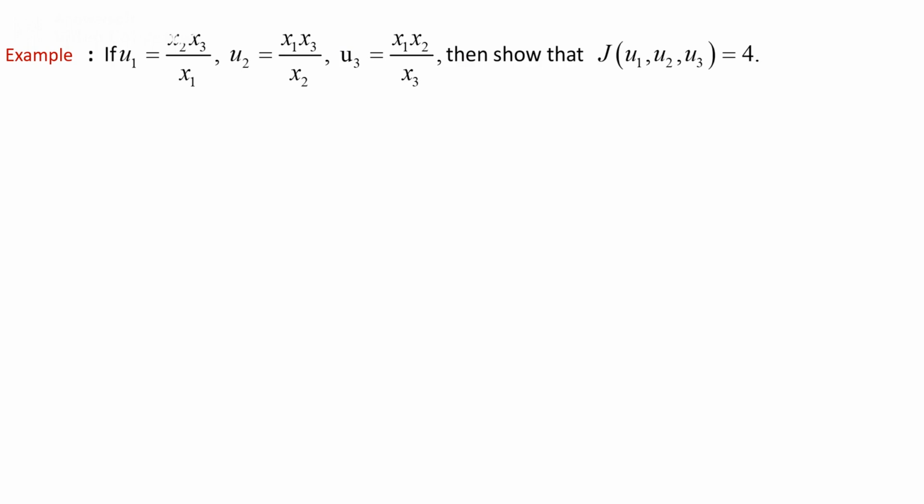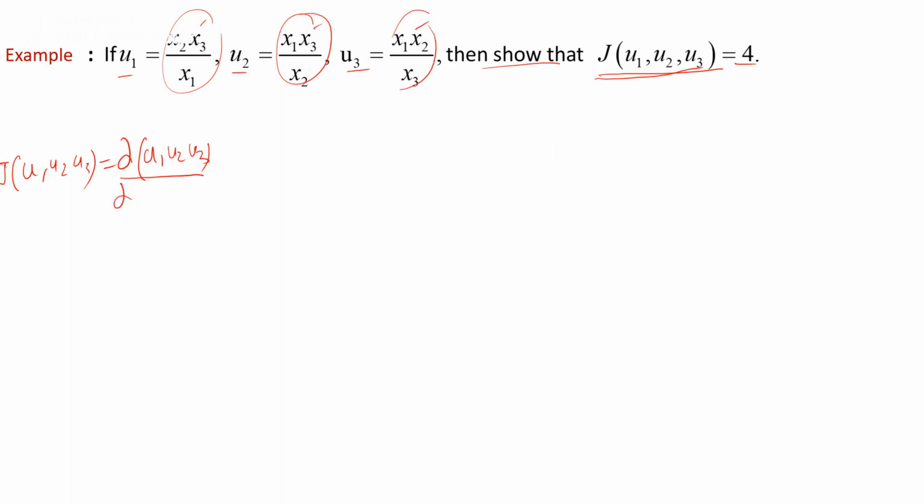We take one more example here. Suppose we have functions u1, u2, u3, which are functions of x1, x2, x3, and we have to show that the Jacobian of u1, u2, u3 is 4. Here u1, u2, u3 are functions of the independent variables x1, x2, x3. So we have to evaluate the Jacobian of u1, u2, u3, which means the partial derivative of u1, u2, u3 with respect to x1, x2, x3.